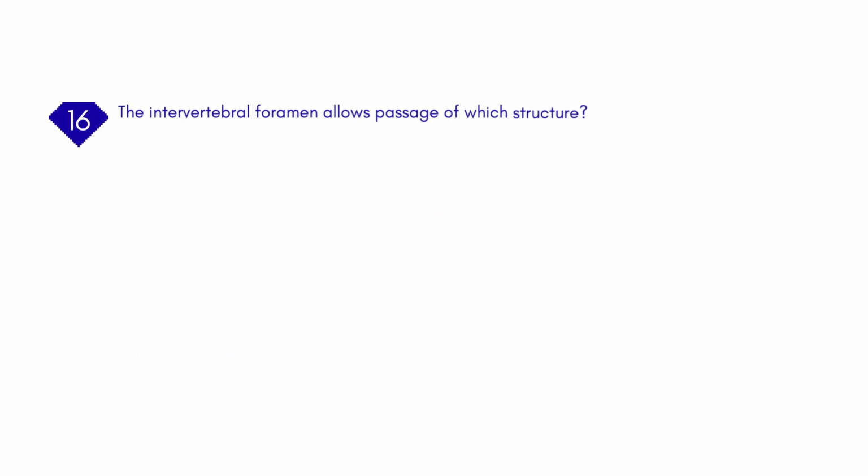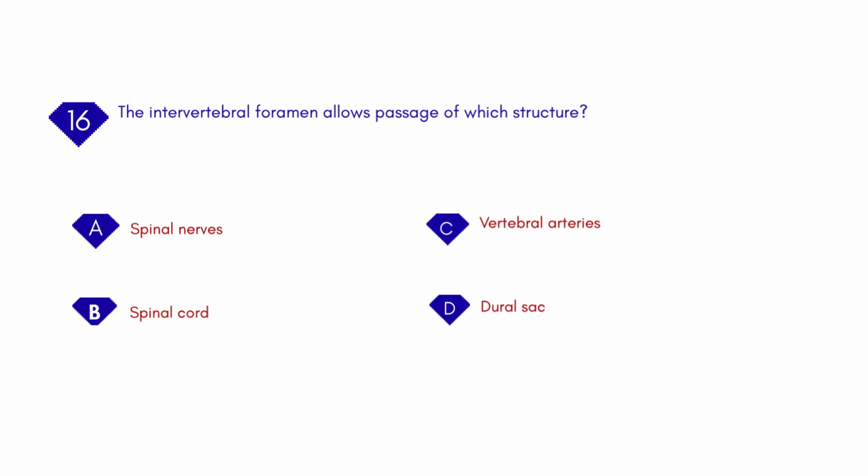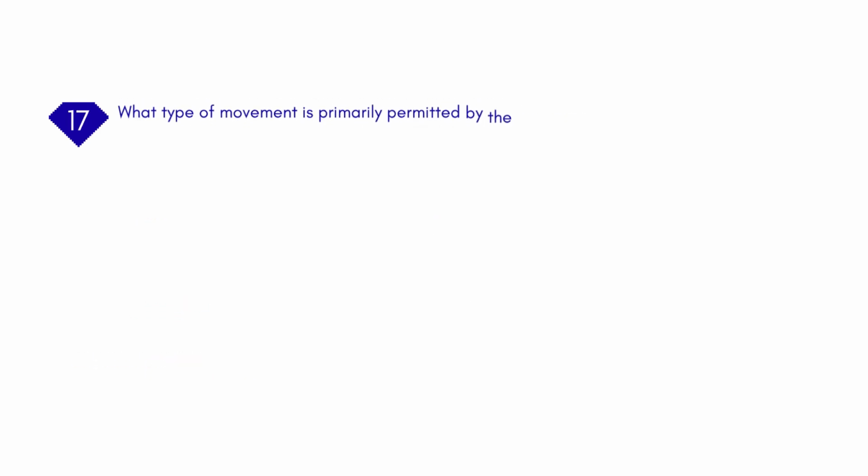The intervertebral foramen allows passage of which structure? A. Spinal nerves. B. Spinal cord. C. Vertebral arteries. D. Dural sac. Answer: A. Spinal nerves.